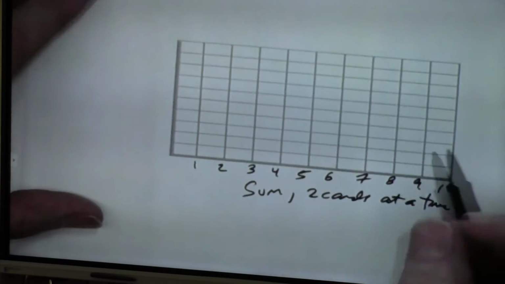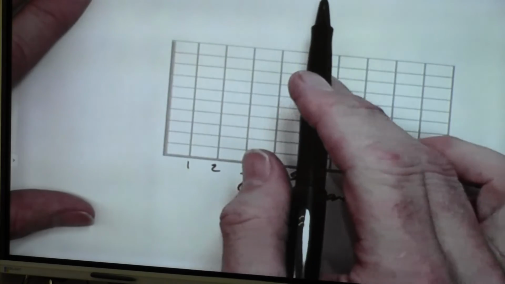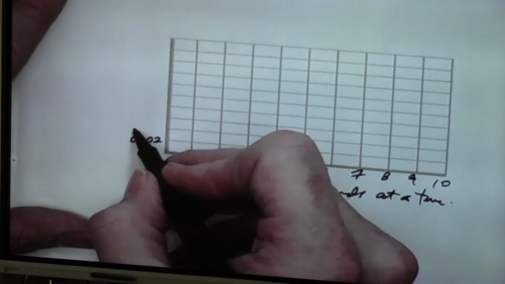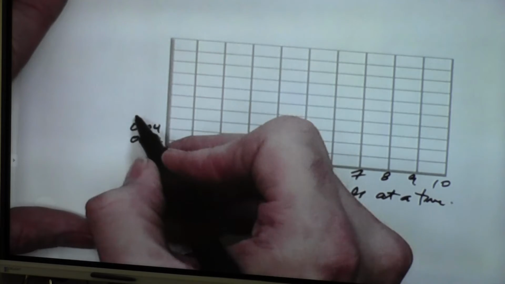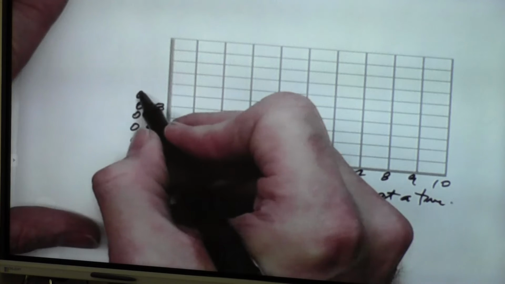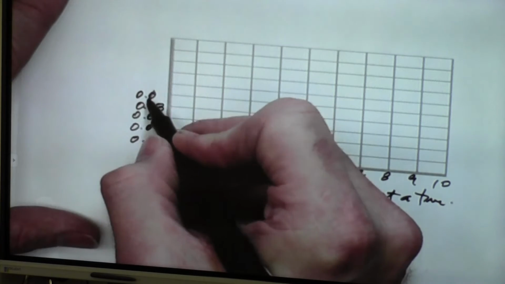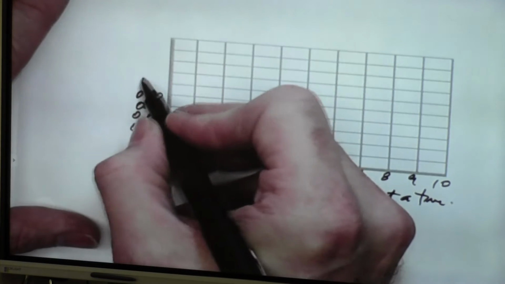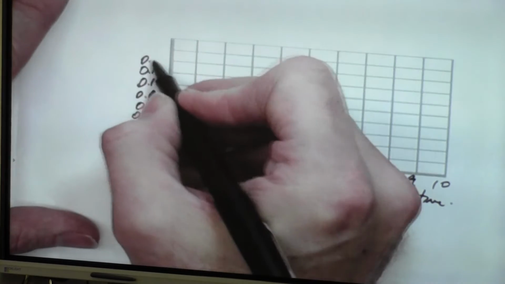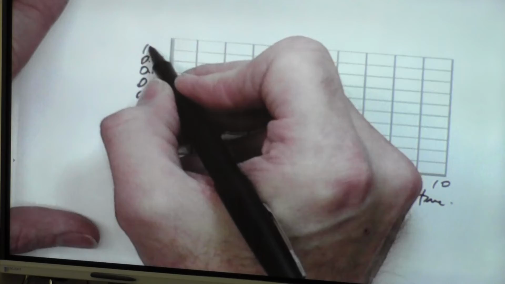And then on the other side, it looks like I really probably need to go by at least 2's here. So I'm going to put 0.02, 0.04, 0.06, 0.08, 0.10, 0.12, 0.14. Okay, tedious, but you got to do it.